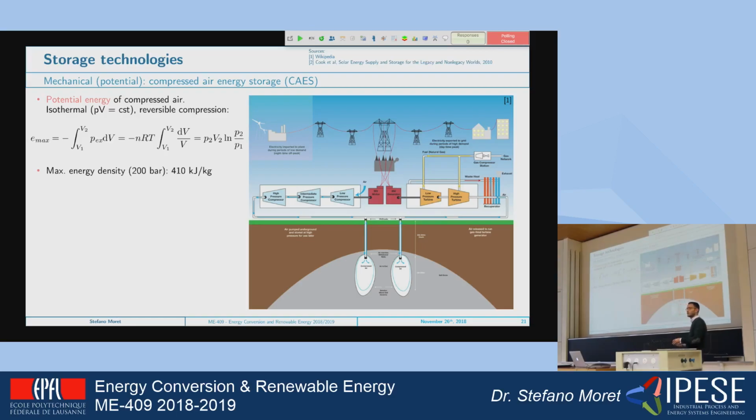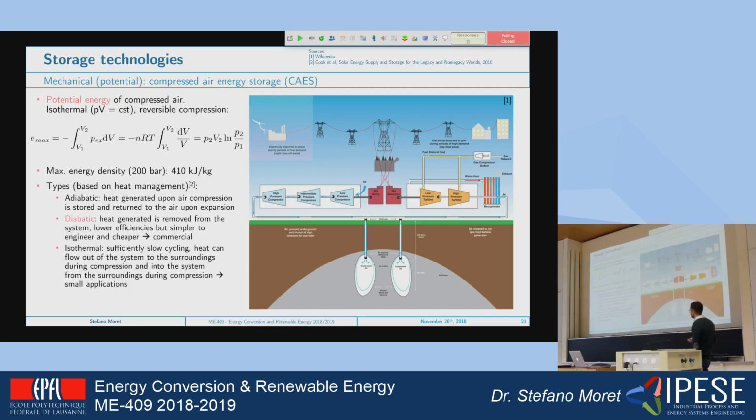Just to give you an order of magnitude, this is more or less what you can store in a good lithium-ion battery. So I would say it's much higher than what you can store with hydro in terms of volume. It is in the order of magnitude of a battery. And you basically have three types of compressed air storage.